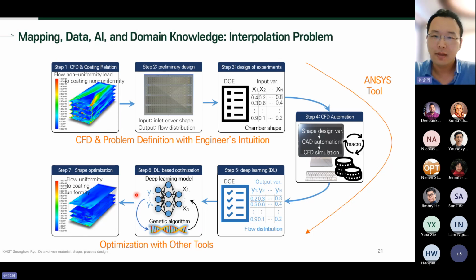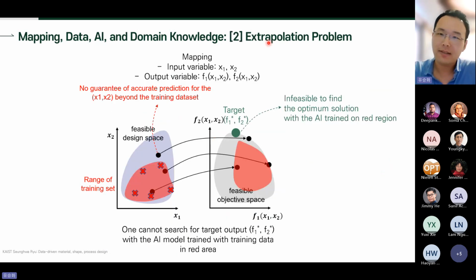The second type of design problem is the extrapolation problem, which is one of the largest bottlenecks of AI application. In a gigantic design space where it's hard to accumulate data, typically the range of the data set is much smaller than the design space. If we train our AI model in the limited design space, it's not easy to find the optimum beyond this range. For example, if our target is to find this F1 star and F2 star here, out of the AI model trained on this, we cannot find the optimum because there is no guarantee of accurate prediction for X1 and X2 beyond this data set.